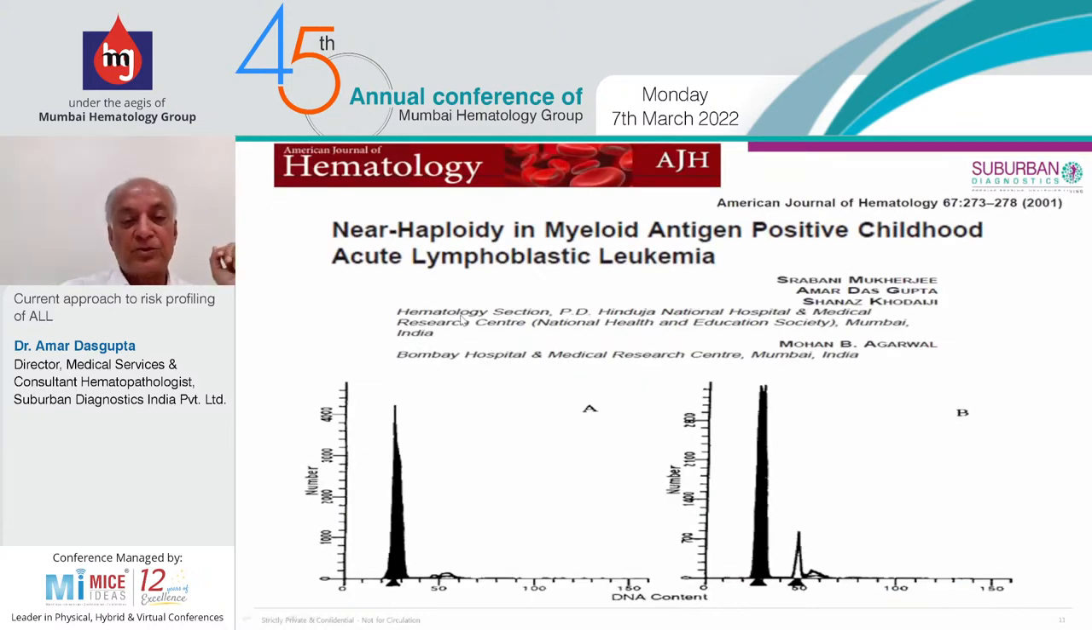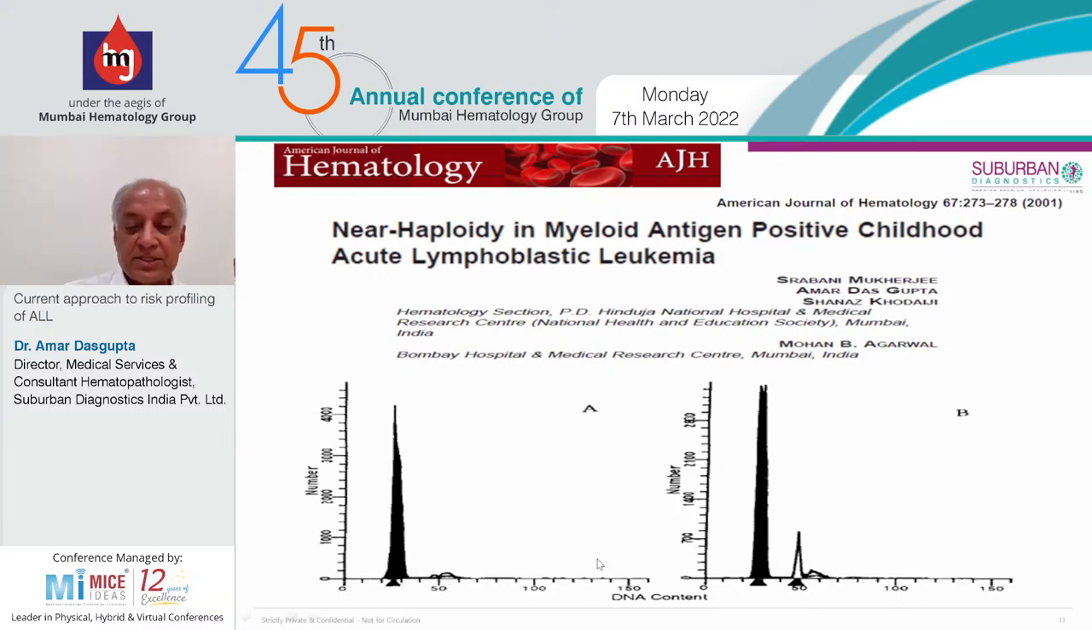I just wanted to show you this, and this is something which we used to do decades back, and now again, a lot of interest is being shown in this particular type of study, which is DNA and cell cycle analysis in patients of leukemia and lymphoma. And this is a study which we published, in which there was one pediatric patient who had what we call near haploid DNA content. In other words, the chromosome numbers were near haploid.